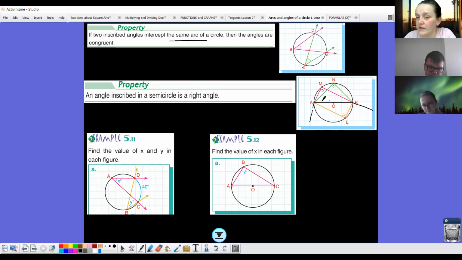Also, this one will be 90 degrees. Also, if I draw one more angle here, with the endpoints of the angle at A and B, this one will also be 90 degrees. Any angle that you draw here will be 90 degrees, okay? Did we understand?